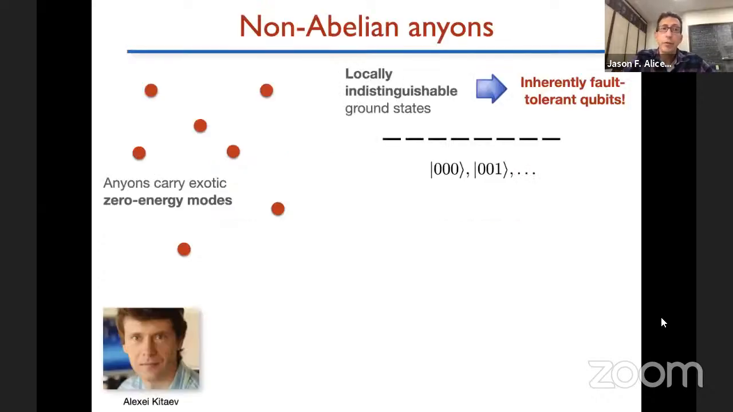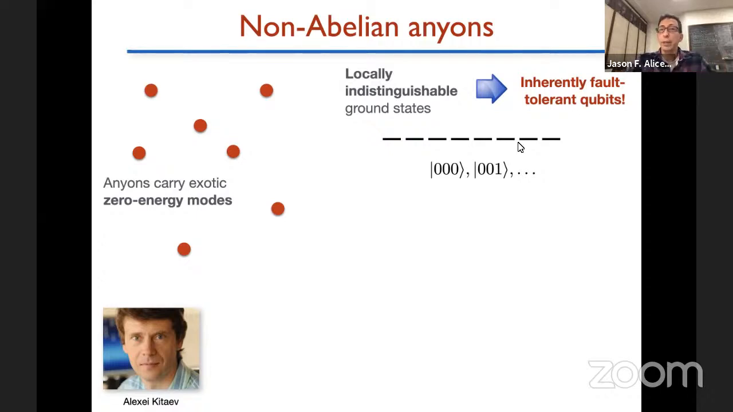Non-Abelian anyons have all sorts of remarkable characteristics, one of which is that they carry exotic zero energy degrees of freedom. Those zero energy degrees of freedom span a very special kind of ground state degeneracy. In particular, the degeneracy generated by a set of non-Abelian anyons consists of states that are all locally indistinguishable from one another. In other words, by performing local measurements of the system, either in the vicinity of the anyons or elsewhere, you can't actually get any information about which of the various degenerate states your system is actually populating.